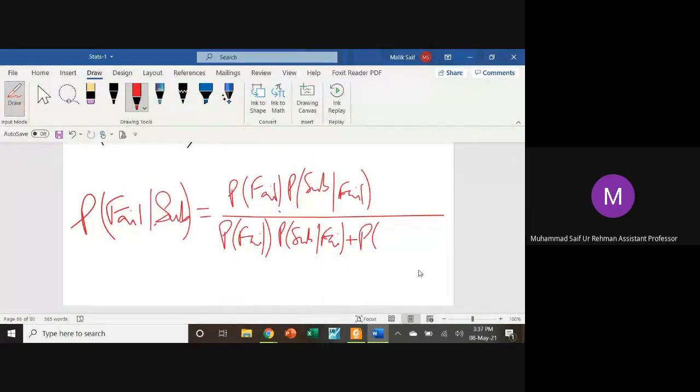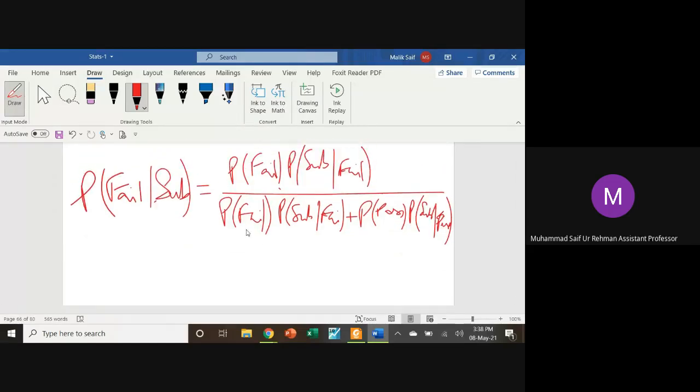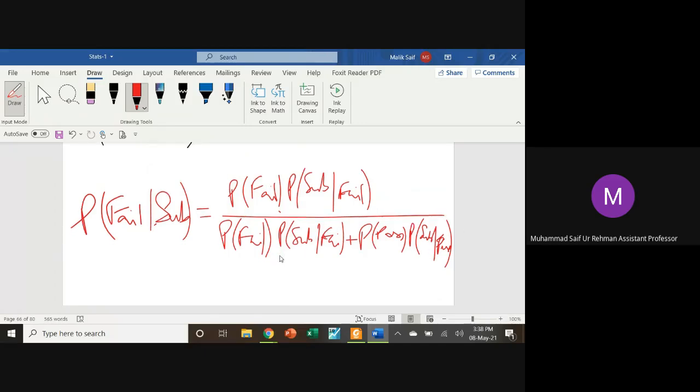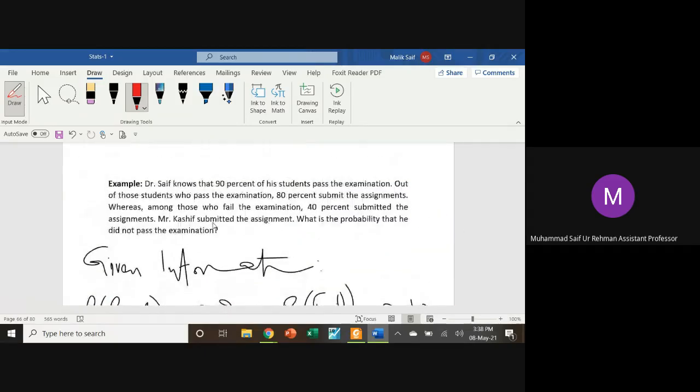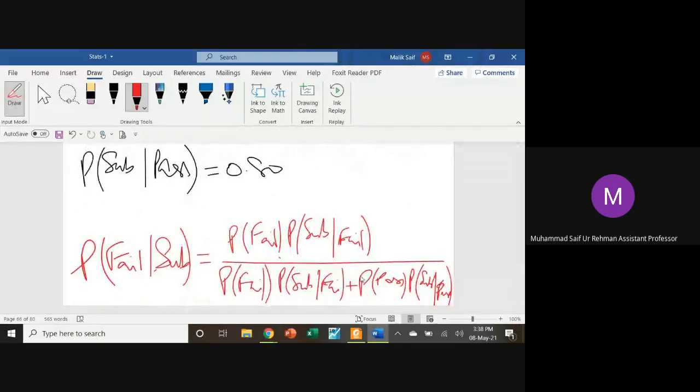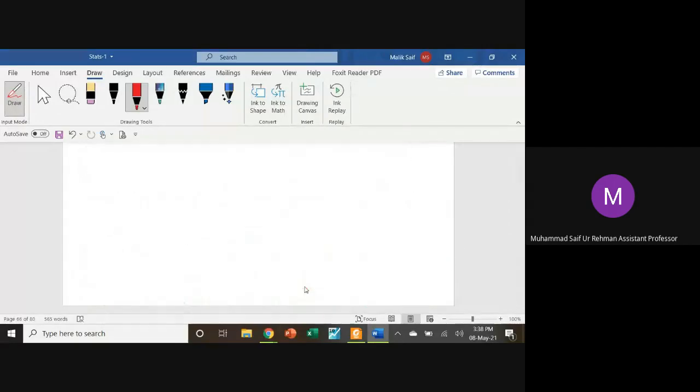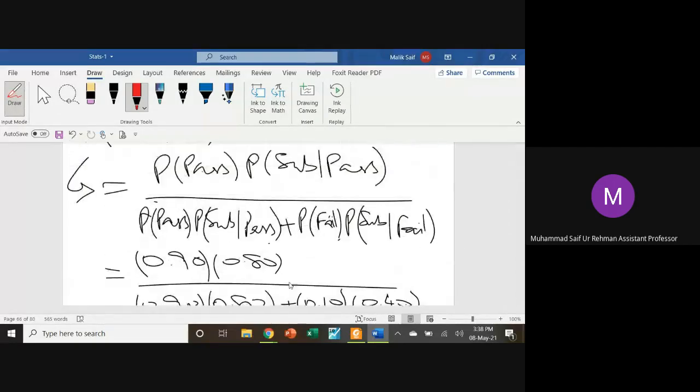Fail, pass, and multiply by submission and pass. Understand? So now you will give the values. So you fail, fail, pass, pass. In both cases, he had submitted, because we are confirmed that he had submitted the assignment. So therefore, submission is there. Submission is there. Submission is there. In this case, if you see, again, submission is there.